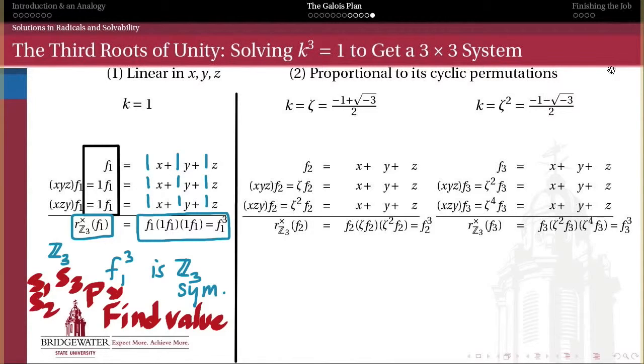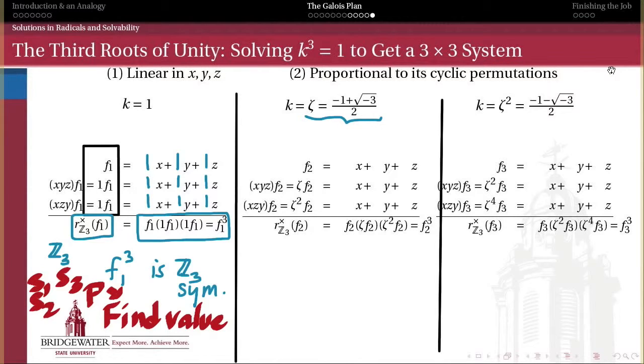Well, the process gets more interesting when we go to the other cube roots of unity. Let's suppose I want to find a polynomial which, when I trade places in my polynomial by sending x to y, y to z, z back to x, what I get is equal to zeta, which is what we're going to call this primitive third root of unity in the second quadrant of the complex plane, times our original f2. So how am I going to do that?